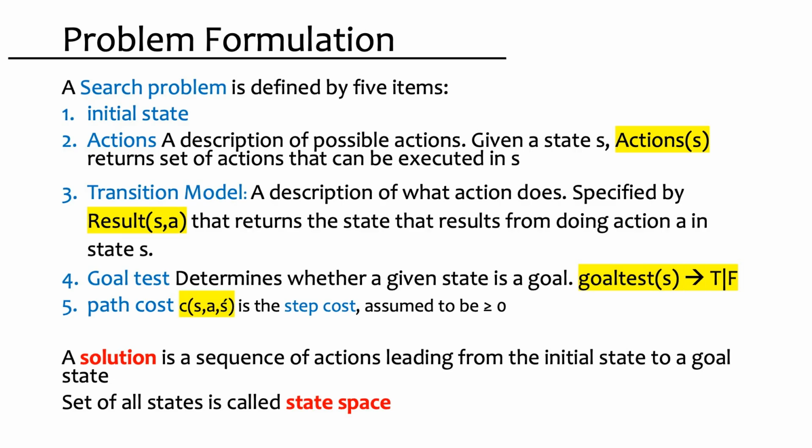So to summarize, for any problem we want to solve using search, we need to provide the agent with these 5 pieces of information: the initial state, the available actions, the transition model, the goal test, and the path cost. With these defined, the agent's task is to analyze this information and generate a solution, which will be a sequence of actions that leads from the initial state to the goal state.